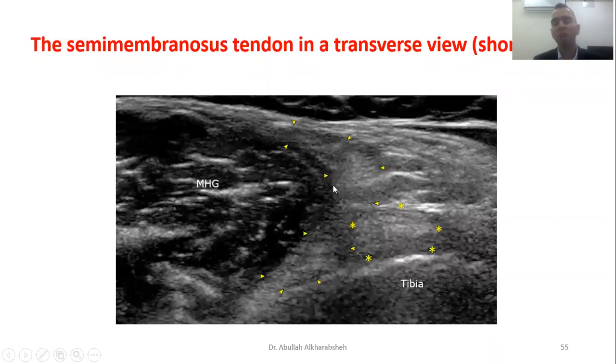Here, if we want to examine a Baker cyst, where fluid could accumulate, it's common that the patient comes to the clinic with complaints of posterior knee joint pain, and the fluid could accumulate here in the Baker cyst. It should be here. So this is normal. In the abnormal case, we show a hypoechoic, anechoic structure here. This is the medial head of the gastrocnemius muscle, and this is the tibia.